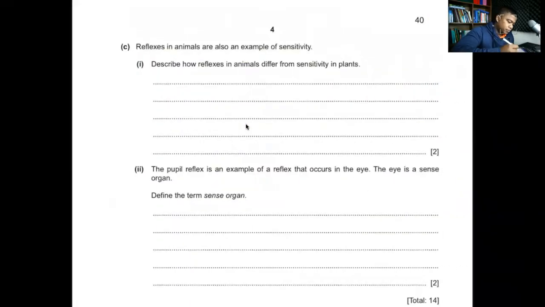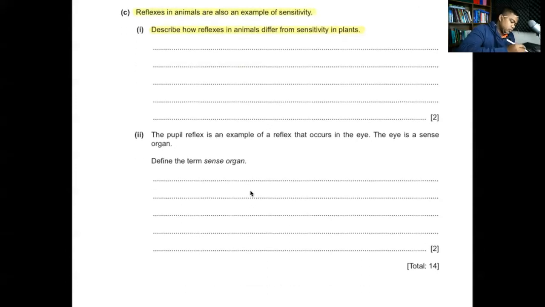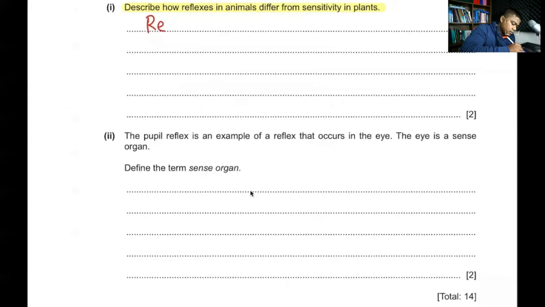Guys, moving on. Reflexes in animals are also an example of sensitivity. Describe how reflexes in animals differ from sensitivity in plants. Reflexes respond faster.